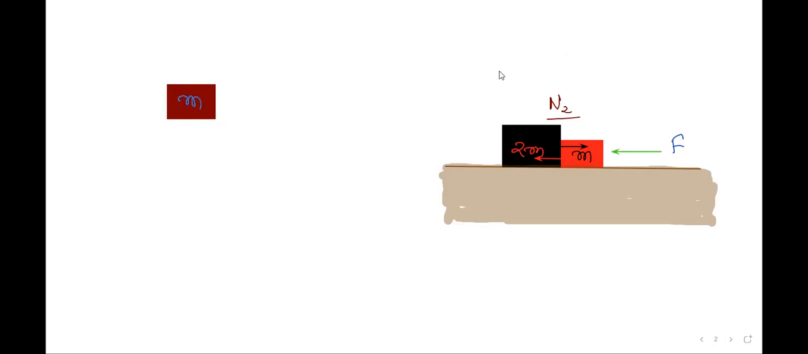So the total force acting on M is first the F and the other one is N2. What is the direction of acceleration? Here I was wrong in the last class, so let me rectify myself. The direction of acceleration is towards this side, which is negative, isn't it? This is N2, this is F, which is negative.